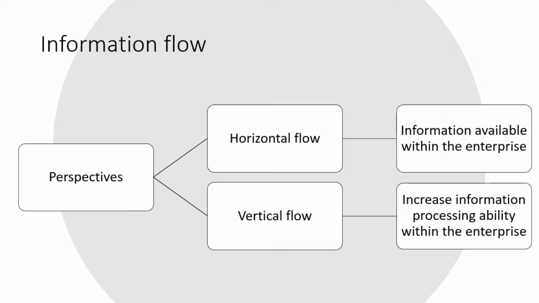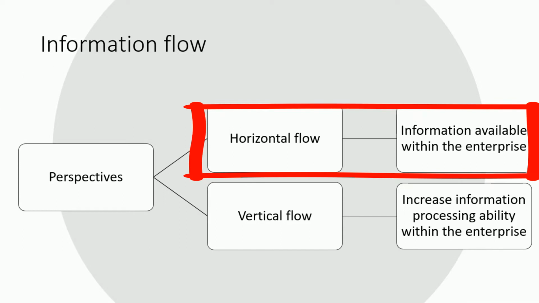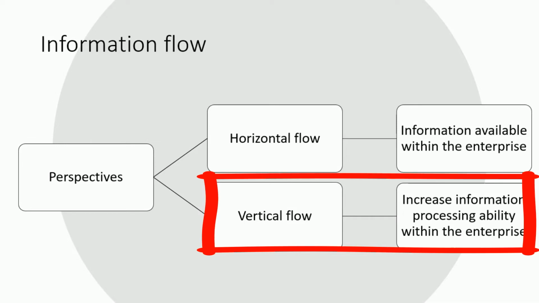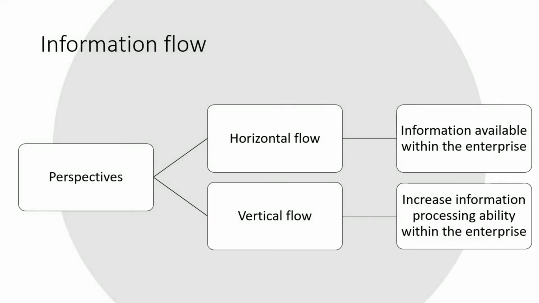There are 2 perspectives to information flow in an enterprise. The first is a horizontal perspective, which is the information that is available within the enterprise and shared across the enterprise functional areas. Vertical flow increases the information processing ability within the enterprise. It flows often within the functional area.